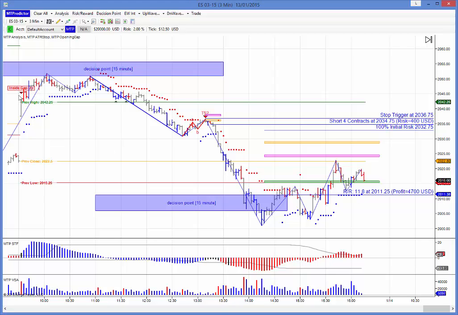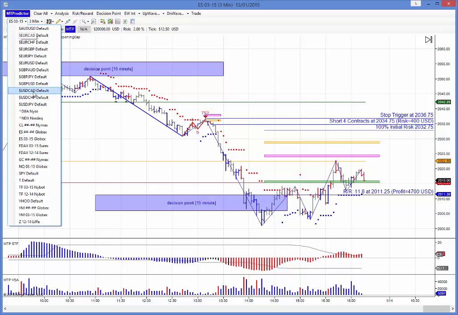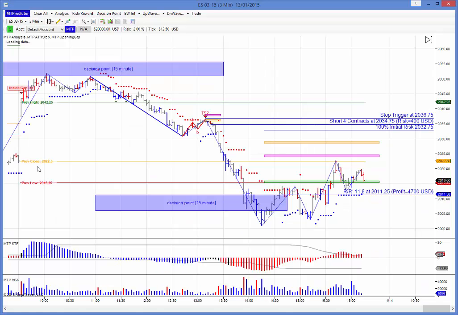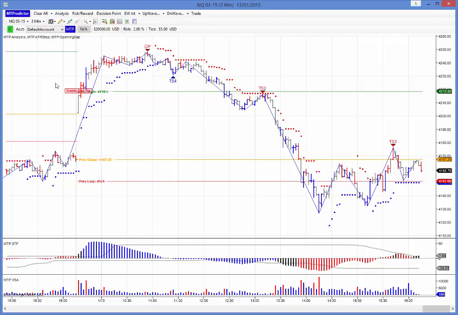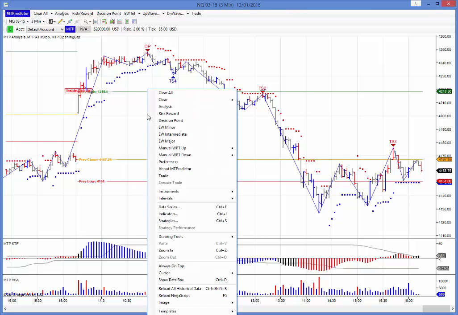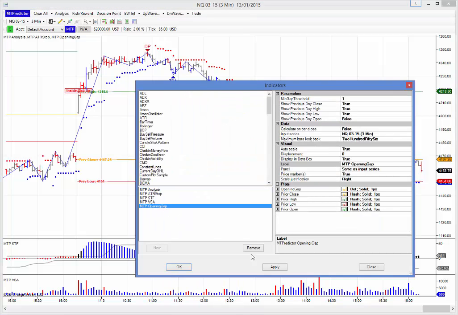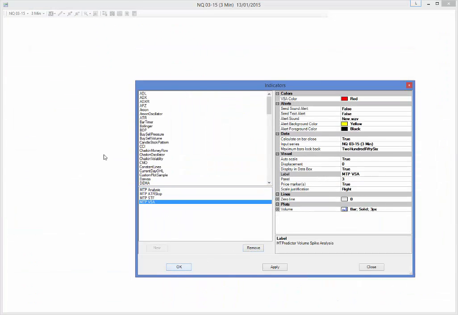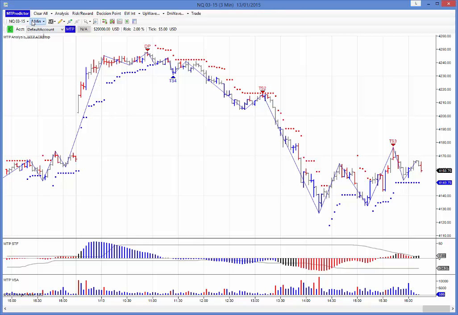But the market that I actually thought was the best was the NQ. So just have a look at this. I'll just take the gap opening one off there. Just bear with me for a second. So this is the one I liked.